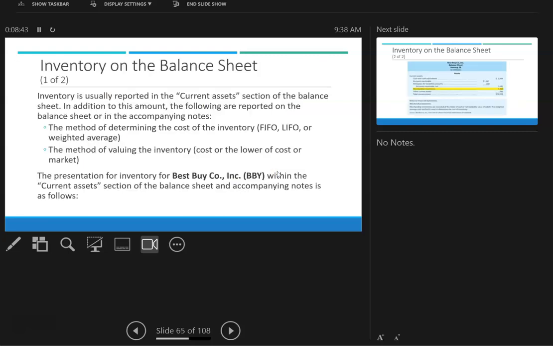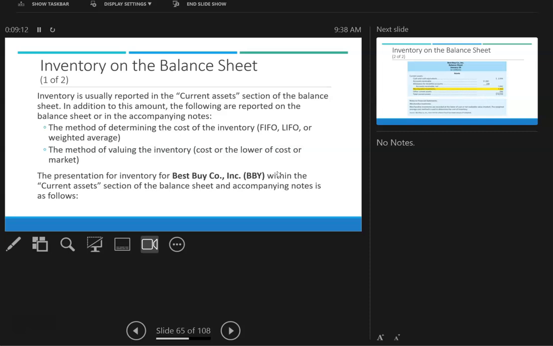Okay? Inventory is reported in the balance sheet as a current asset. The following are reported on the balance sheet or accompanying notes to the balance sheet: which method of determining the inventory we're using, and then how we value the inventory if we have valued it as cost or lower of cost or market.